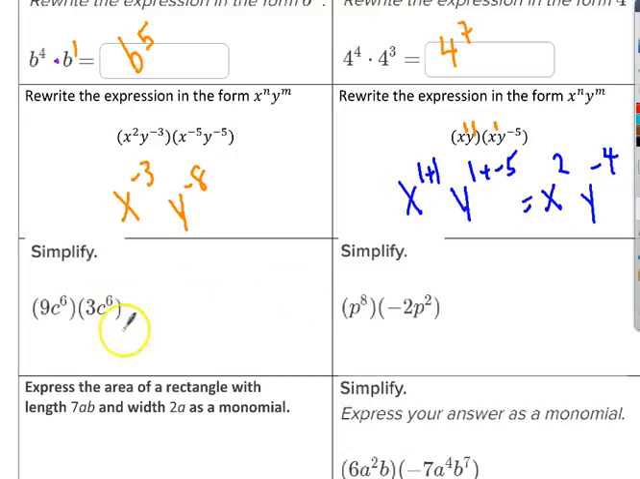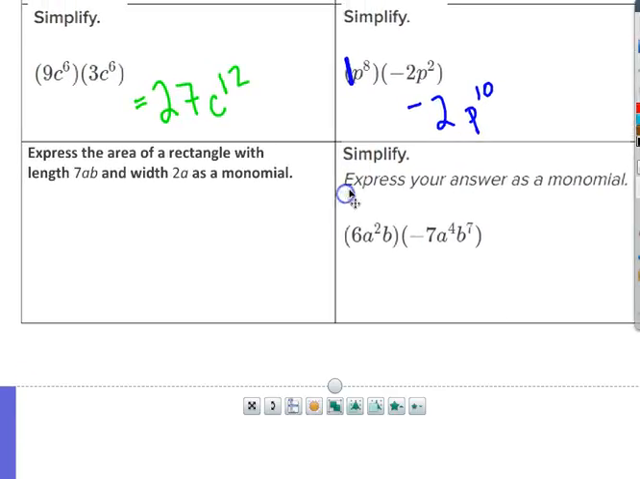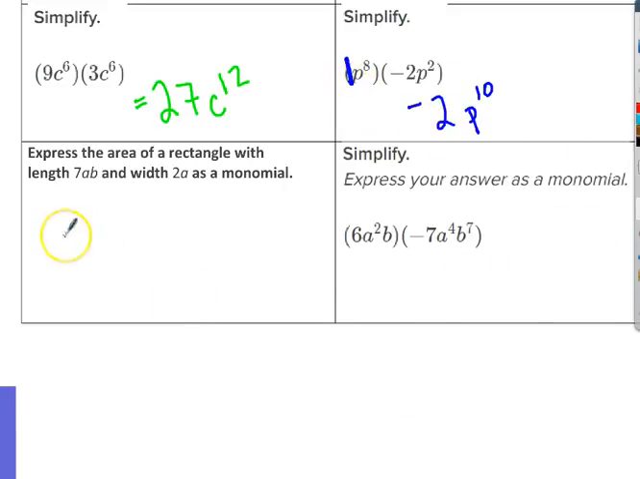Alright. If there's coefficients as well as exponents, you multiply the coefficients and add the exponents. So this is 9 times 3 makes 27. C to the 6 and 6 make 12. Same thing here, but a lot of people find it convenient or less confusing if you put in the invisible 1. 1 times negative 2 is negative 2. P to the 8 plus 2 is 10. Alright, a lot of people put negative 1 for some reason. I think they added negative 2 and positive 1, but you're supposed to multiply the coefficients.